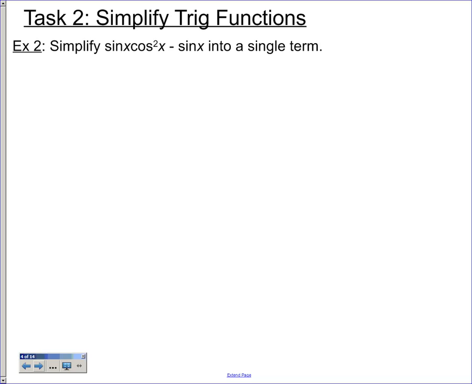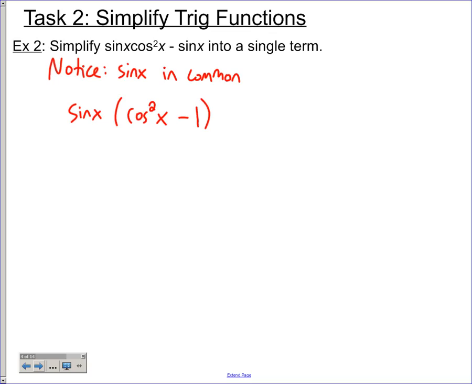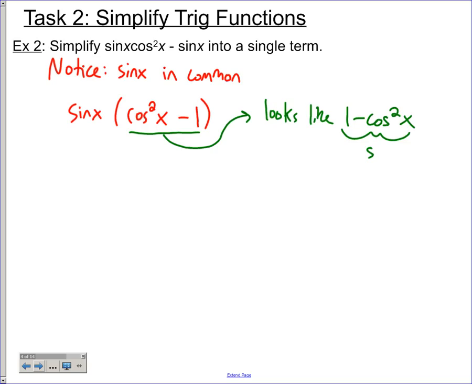So the first step is notice that we have a sine of x in common. So we're going to factor out that sine of x and see what we're left with. We're left with cosine squared x minus 1. So I'm going to underline this, and it looks sort of like 1 minus cosine squared x, which is equal to sine squared x. And that comes from the Pythagorean theorem.